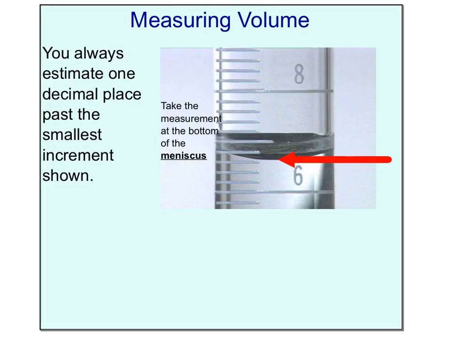One other thing to note is whenever we're measuring a liquid, particularly in graduated cylinders, sometimes the water dips like this, and we call that the meniscus. It's kind of a fun word. And we always want to measure at the bottom of the meniscus. So we would measure here rather than up here whenever the water's doing this.